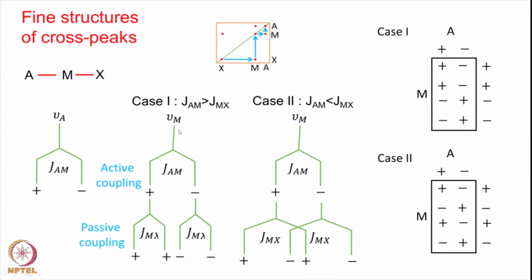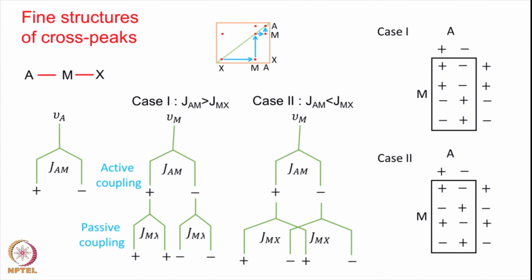Now let us look at the M spin. The M spin has a coupling AM which will produce a plus minus pattern as in the case here, but the M spin also has a passive coupling, and that is the MX coupling. The MX coupling will produce a plus plus splitting of this peak and a minus minus splitting of this peak. So if the AM coupling is larger than the MX coupling, then this will produce a pattern like this. You have MX here and MX here. So this will produce plus plus and minus minus.